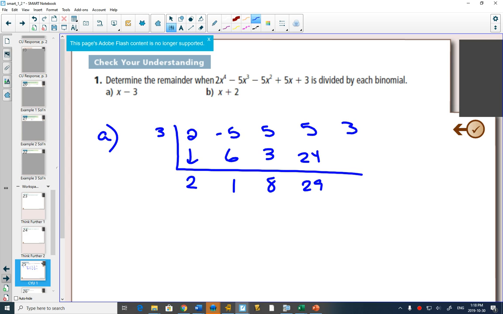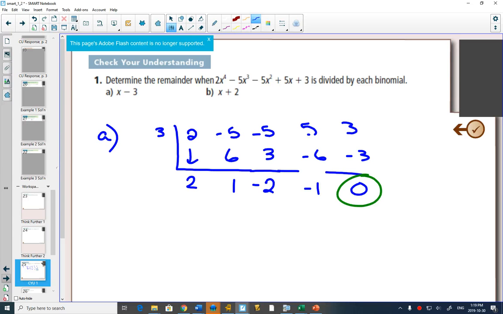Oh, my second 5 should be negative. Thank you, because that makes my numbers not so bad. Negative 5 plus 3 will be negative 2, multiply, negative 6, add, negative 1. 3 times negative 1, negative 3, add 0. So you can find the remainder through synthetic division or long division. So this tells us the remainder is 0.